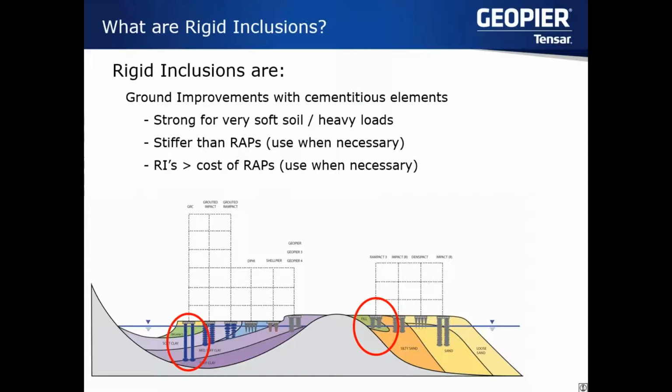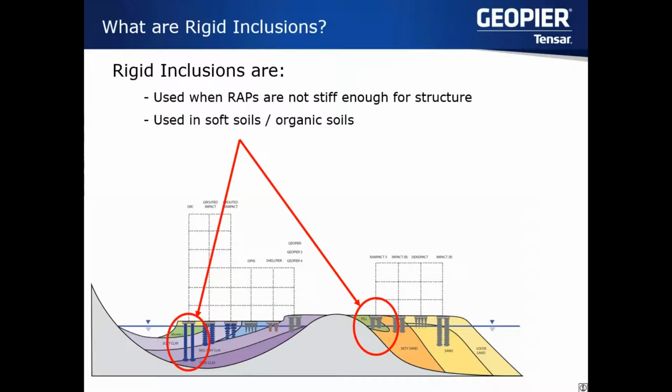And essentially, when I say rigid inclusions, I'm referring to ground improvement elements with a cementitious component. And by adding that cementitious component to the elements, we're increasing their stiffness as well as their strength, and also allowing them to be used in problematic soils or where there are structures with higher loads that we have to deal with, as I mentioned. And as I mentioned, they're really the system of choice when we're dealing with organics or very soft soils.